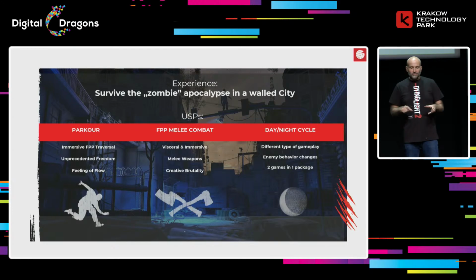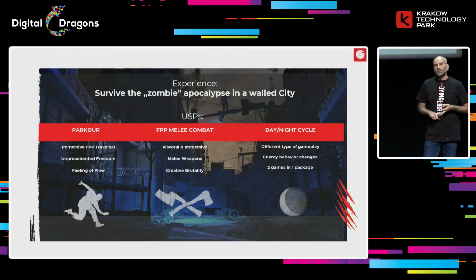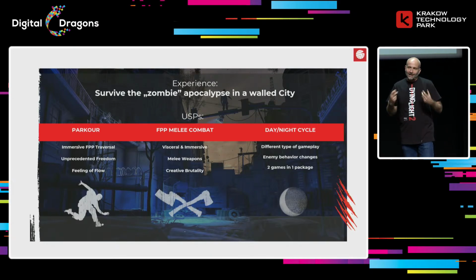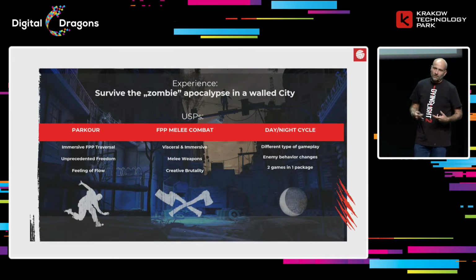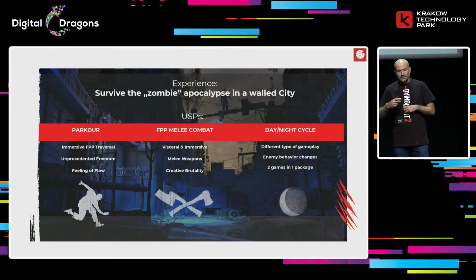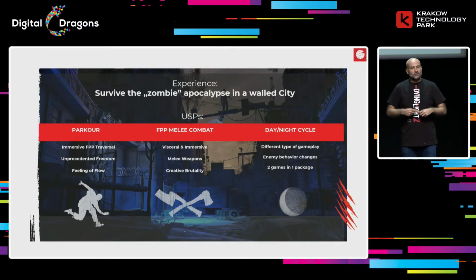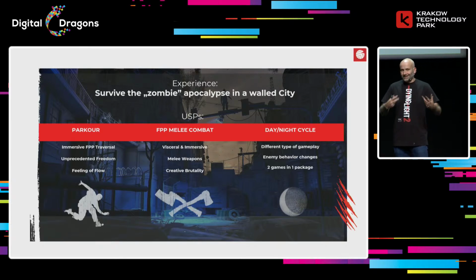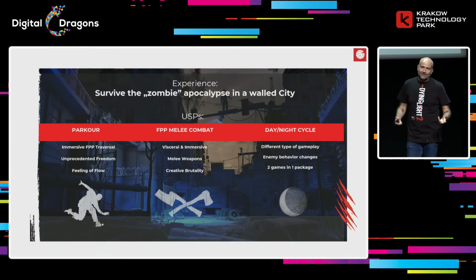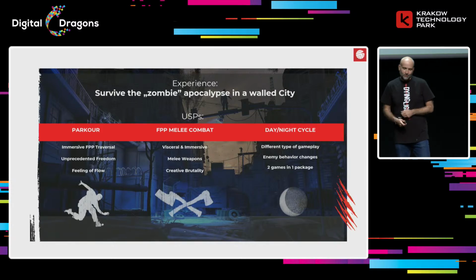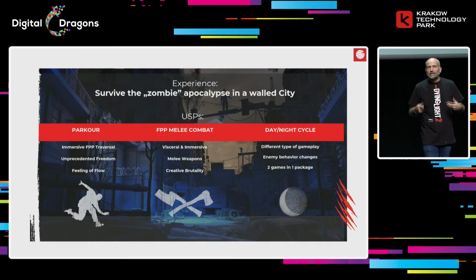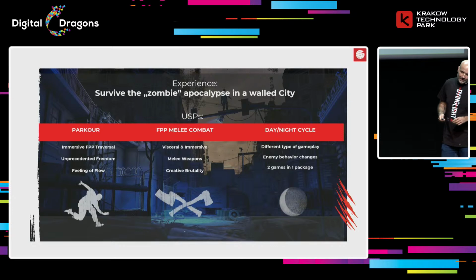It's very visceral, it's very immersive, it's of course based on melee weapons, and it allows players to express their brutality. And for the first game, the third USP was day and night cycle. For us, it was a way of almost like offering two games in one, where the rules of the game and the context of the game was changing, and also the enemy behaviors was changing. So players would spend $60 on the game and would get two games for the price. So we thought it's really unique. It's really something that sets Dying Light apart.